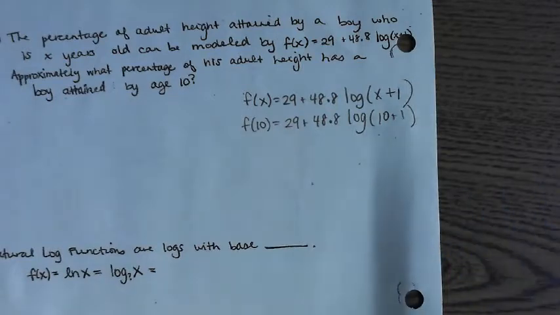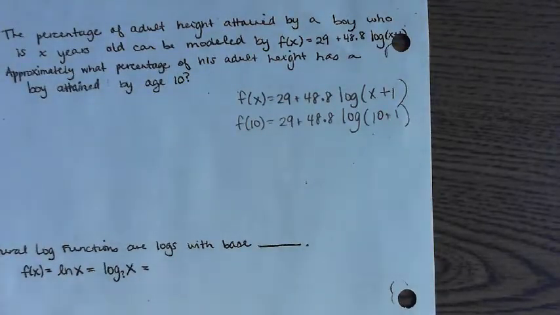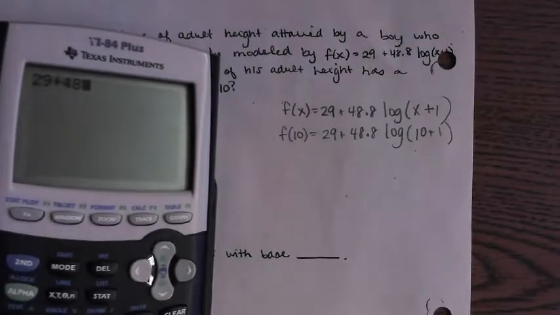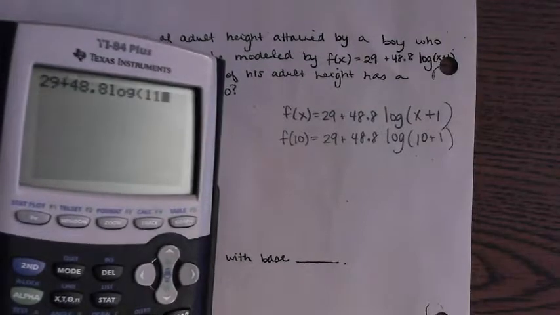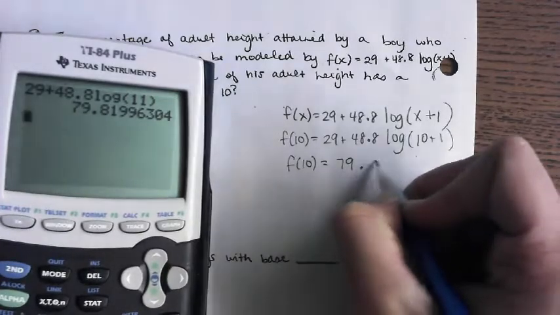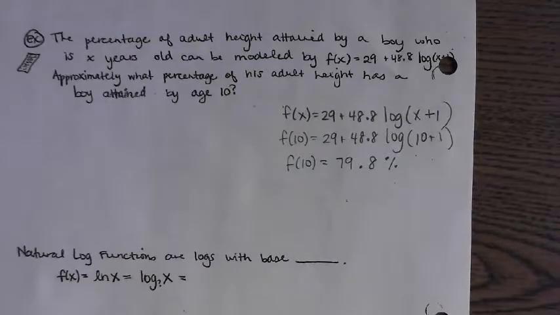Now, I think I mentioned yesterday that on this test there will be a calculator section because most log applications aren't going to work out nicely. So if we want to use a function that uses logs to model what's going on, you're going to probably need a calculator. So if I type this in, 29 plus 48.8 log 11. This tells me that by 10 years old, a boy typically is 79.8% of his adult height.